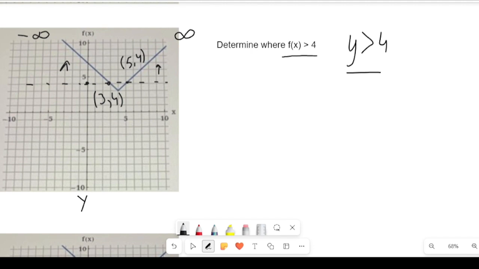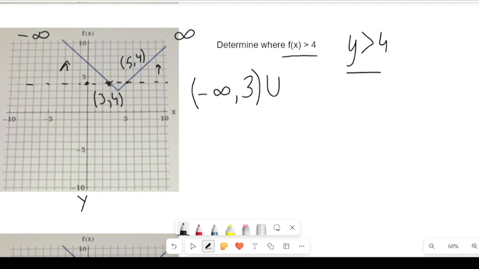So how can we state that in interval notation? We start with the round bracket. We write negative infinity, comma, and then where our y is greater than 4, it's right here, so we're going to say 3. And 3 is not part of our domain because it doesn't say y is greater than or equal to 4. It says y is greater than. It doesn't add equal to, so we're not going to include 3. I'm going to close it with a round bracket.